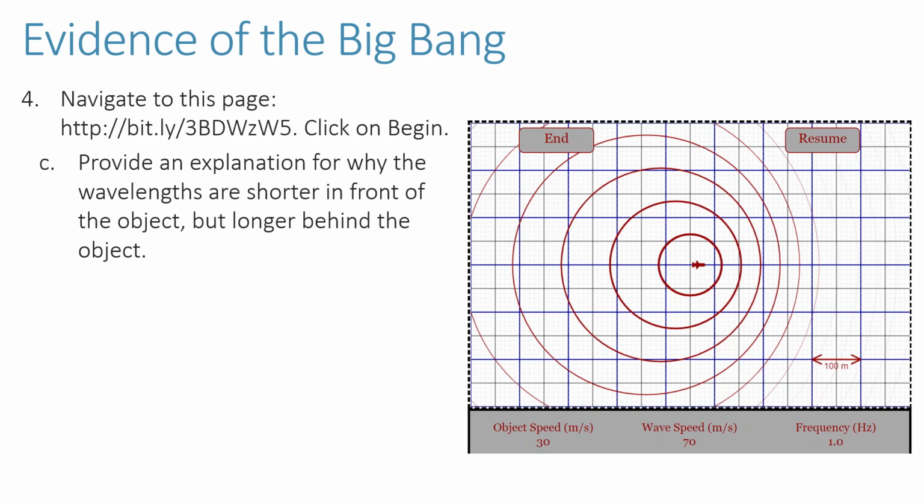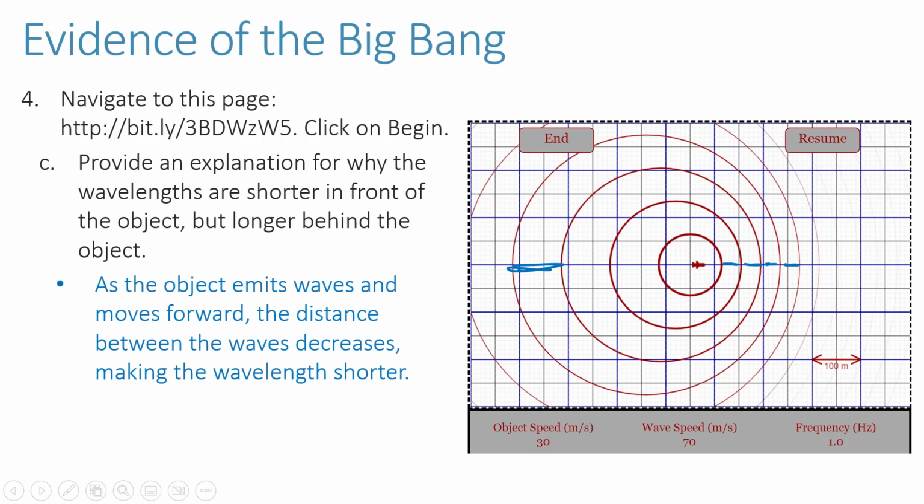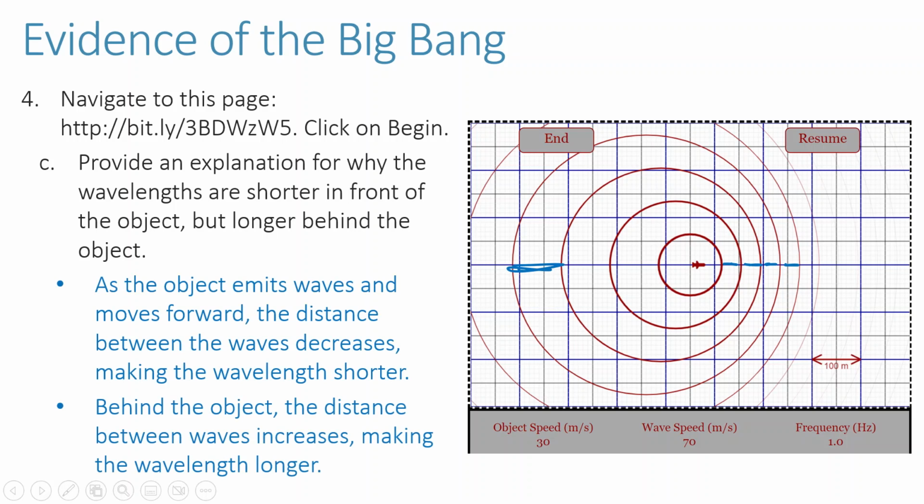Notice that in front of the object, the wavelength becomes shortened, whereas behind the object, the wavelength becomes longer. As this object is emitting waves, it's also moving forward. So this is going to decrease the distance between the waves, making that wavelength appear shorter. Behind the object, we have the same effect, where the object is traveling forward. So the distance between waves behind the object is going to decrease, or I'm sorry, increase, making the wavelength longer.